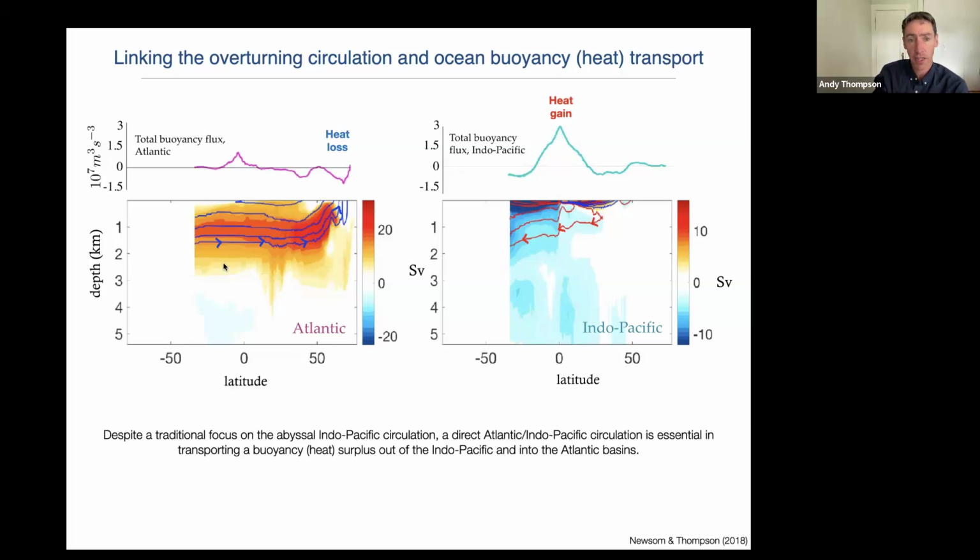You have a positive overturning in the Atlantic, a negative overturning in the Indo-Pacific. But now the contours here are showing a diagnostic of the heat and buoyancy transport. So these look a little bit different from the overturning because they don't have to go to zero at the surface. We can have heat being lost across the surface, gained across the surface. And what you see is the sign and the structure of this overturning brings heat into the Atlantic, where it's lost at the high latitudes, and exports this heat from the Indo-Pacific. So again, this coupling between the basins becomes very important.